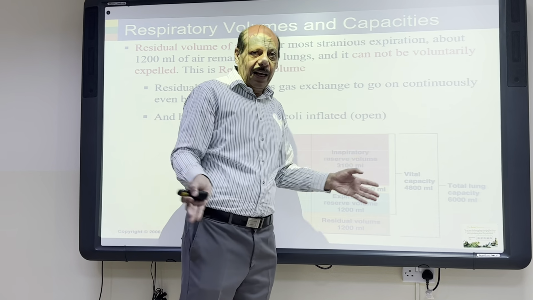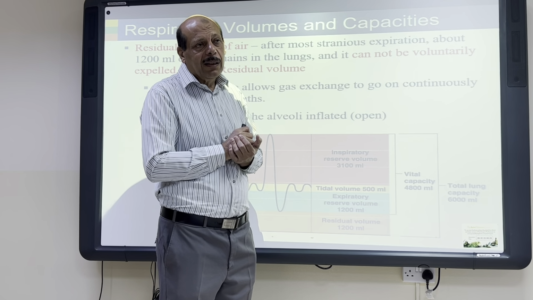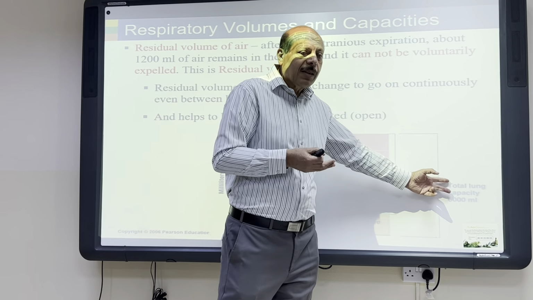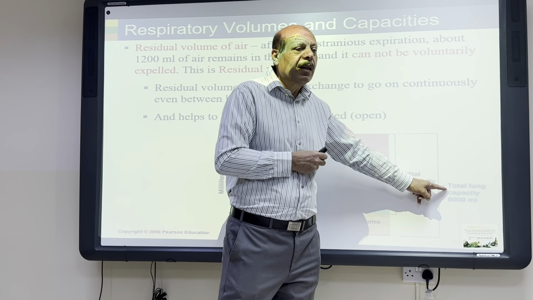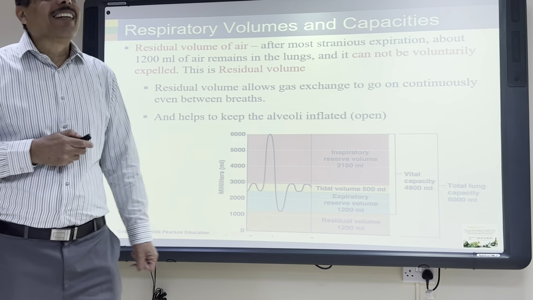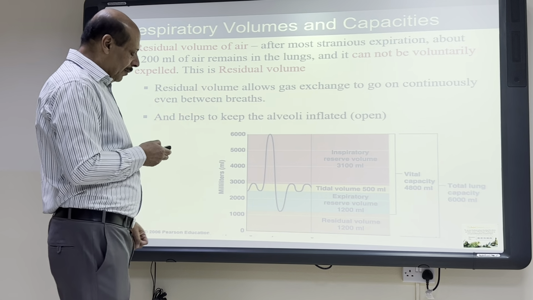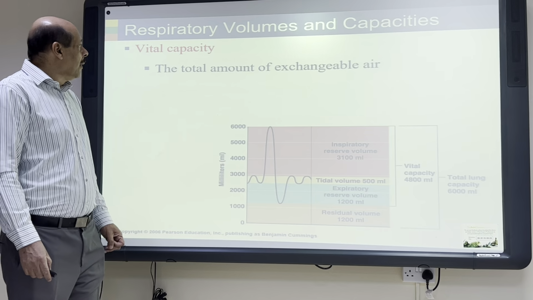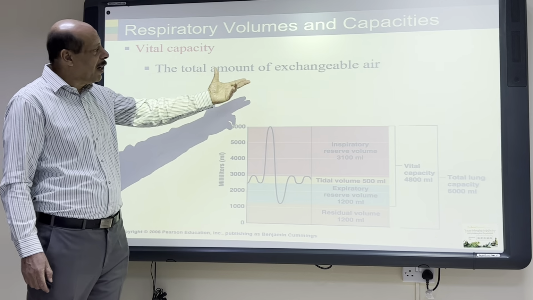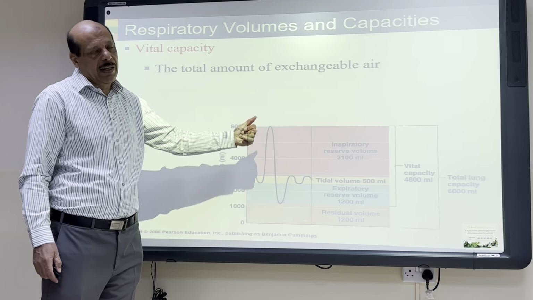The total capacity of the lung, it can hold up to how many liters? The maximum amount of air that can be inside the lung at a time is 6 liters in an adult. So respiratory volume and capacity: the vital capacity, which is the total amount of exchangeable air, the total amount of air that can be exchanged.